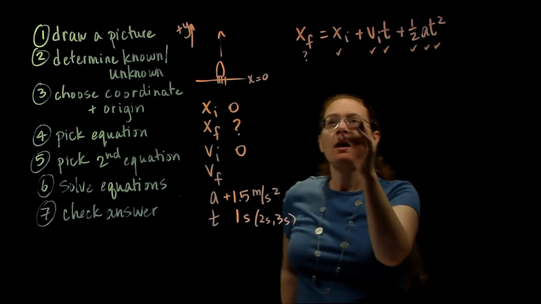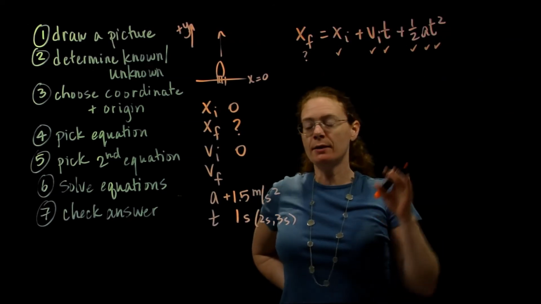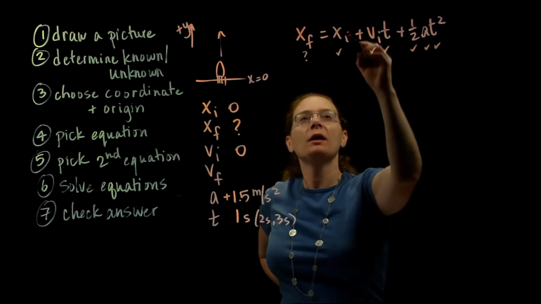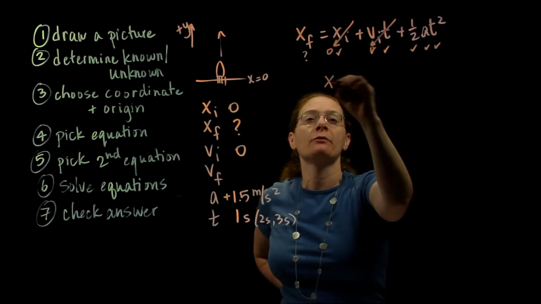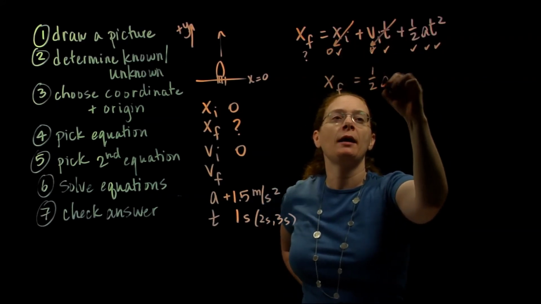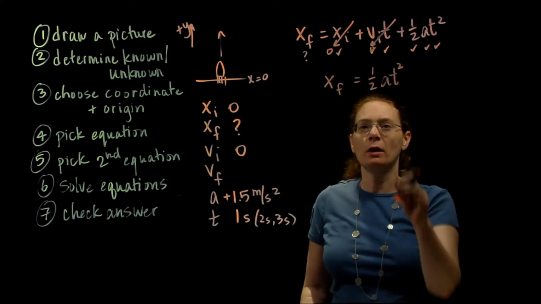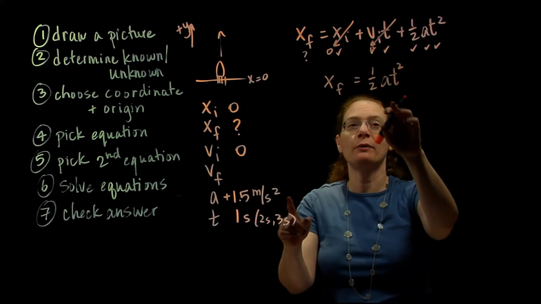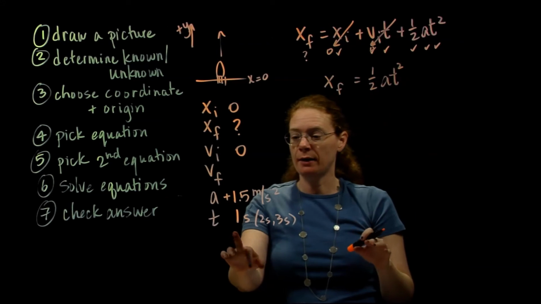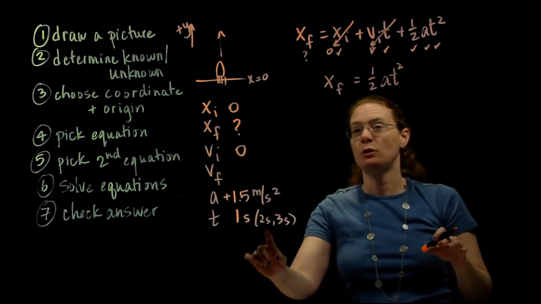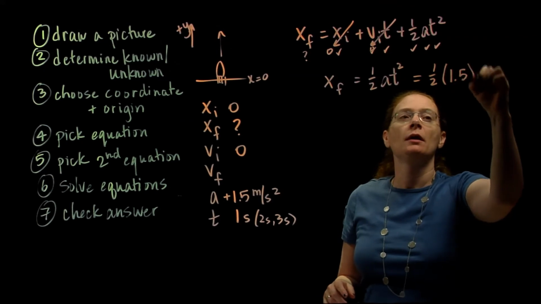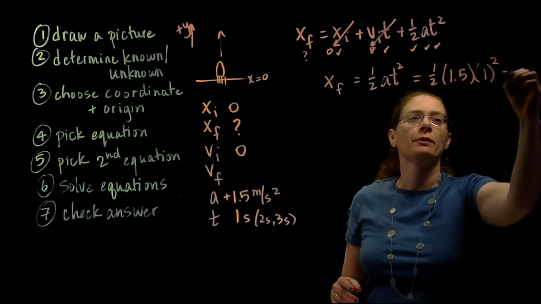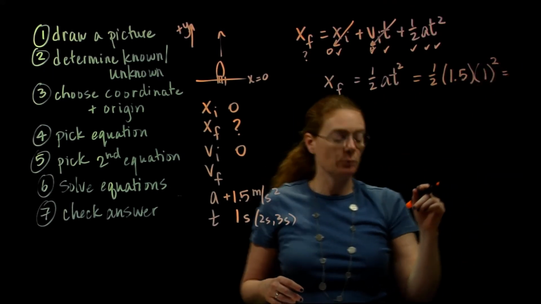We have this one. And then when I get to this point, I like to cross out my zeros because that makes things less messy. So really the equation I have is pretty simple. 1/2 AT squared. Okay, I know A is 1.5 and I know my time. So now I can get my position at times 1, 2, and 3. It's going to be 1/2 times acceleration times my time. So I'll start with 1, and that's going to be 0.75.